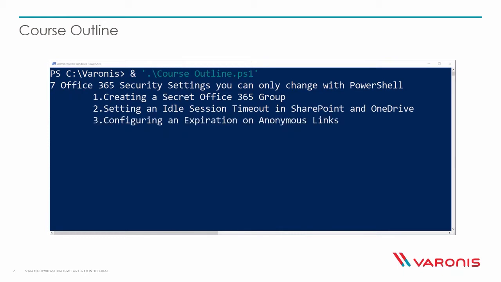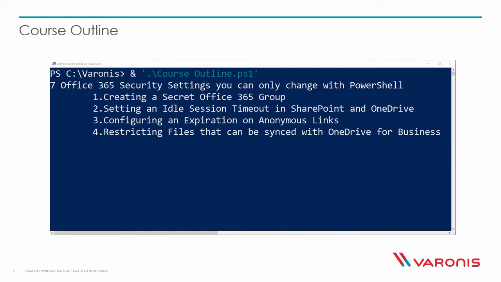We'll then talk about anonymous links for SharePoint files. So if somebody shares a link anonymously, we're going to look at how to put a default expiration so that link doesn't stay an open door to your company forever. We'll also look at how to restrict files that can be synced with OneDrive for Business.